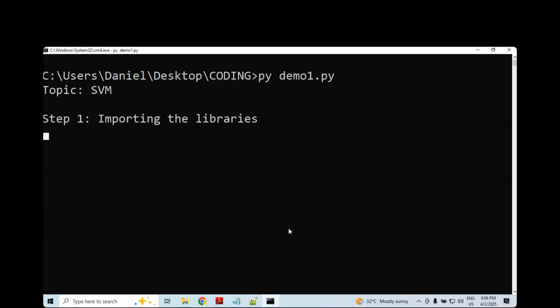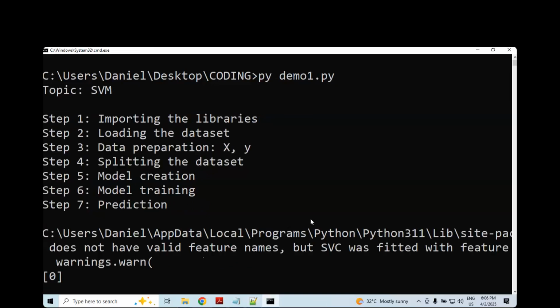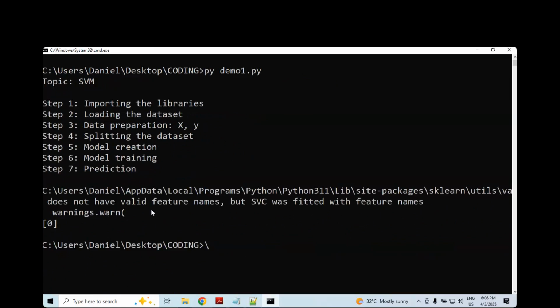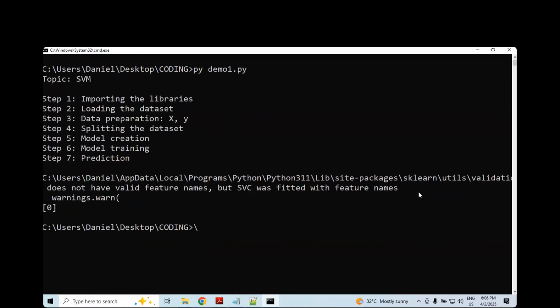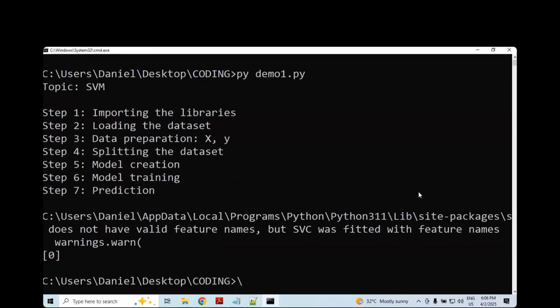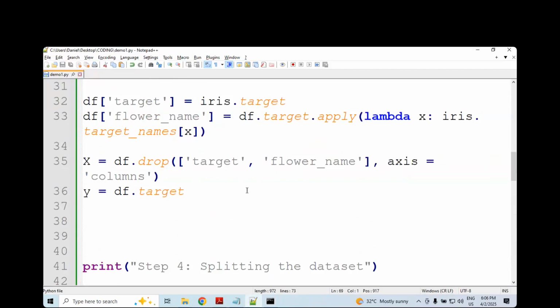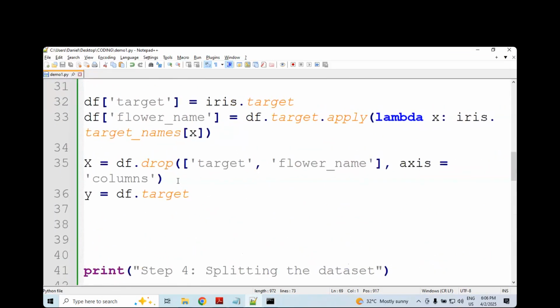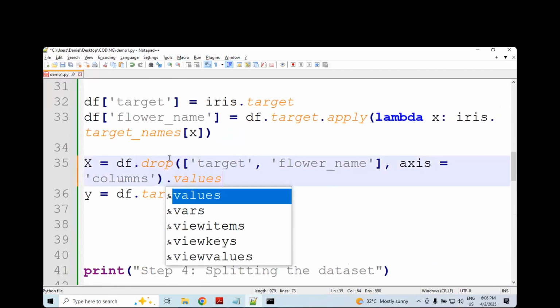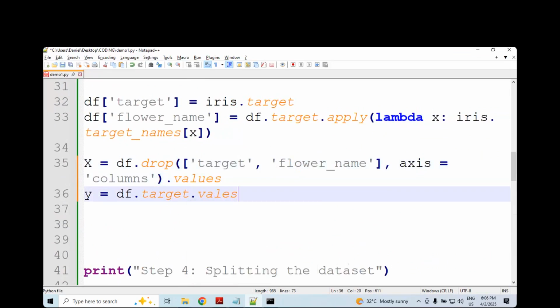What is the prediction, sir? Why the warning? Machine learning algorithm needs array data, sir. But here you are providing the data frame. You should know the exact reason, then it will be helpful for you. How to apply dot values? That's it. Now, no warning.